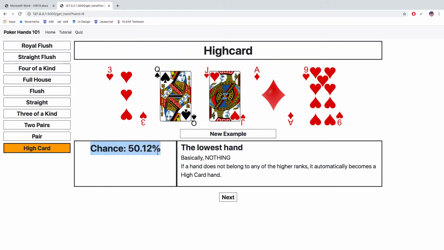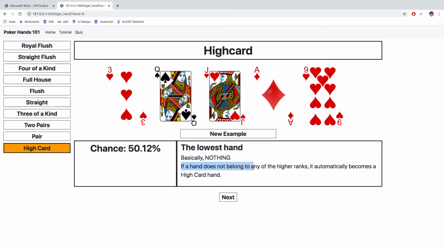It says chance 50.12%. I'm not exactly sure what that means, but I'm gonna assume that means out of all the poker hands possible, 50.12% are high card, or another way of looking at it is the chance of me getting the high card when I'm playing the game is 50.12%. This is the lowest hand. Okay, a little more than half of them are the lowest hand.